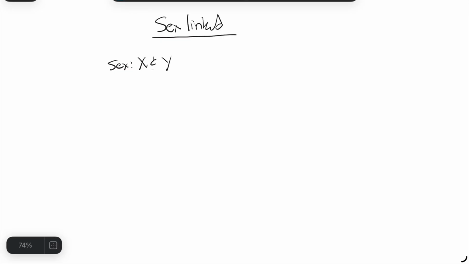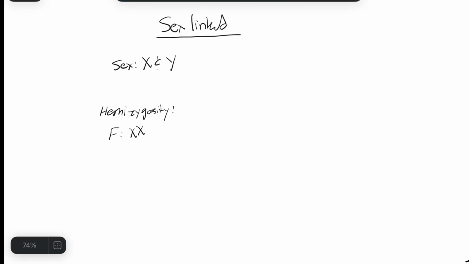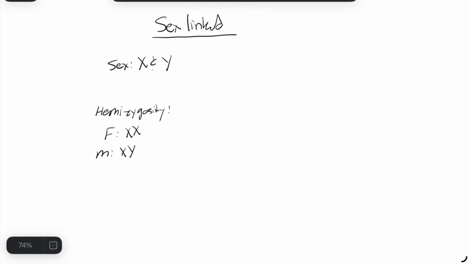Most MCAT sex-linked inheritance questions are about X-linked traits instead of Y-linked traits because the X chromosome carries far more genes and is much larger and more relevant. Now, one of the most important topics here is hemizygosity. A crucial difference is that females have two X chromosomes and males have one X and one Y. Hemizygosity means a male has only one copy of X-linked genes, which is denoted by the hemi prefix.